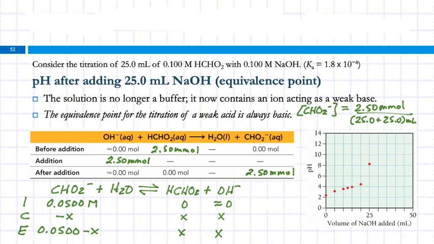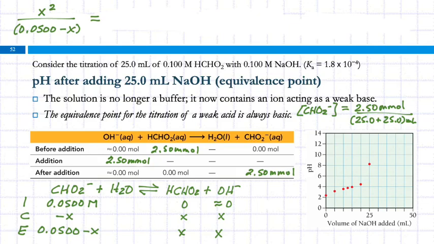So the equilibrium expression is x squared over 0.0500 minus x. And what does that equal? 1 over... That's a step in the right direction, 1 over the Ka. It involves Kw. It's Kw divided by Ka. It's Kb, right? Because this is a base.